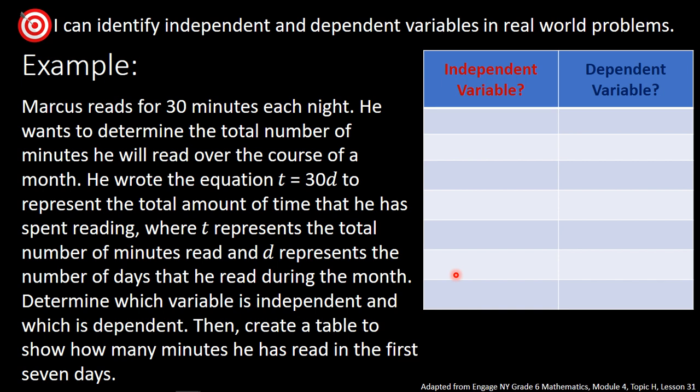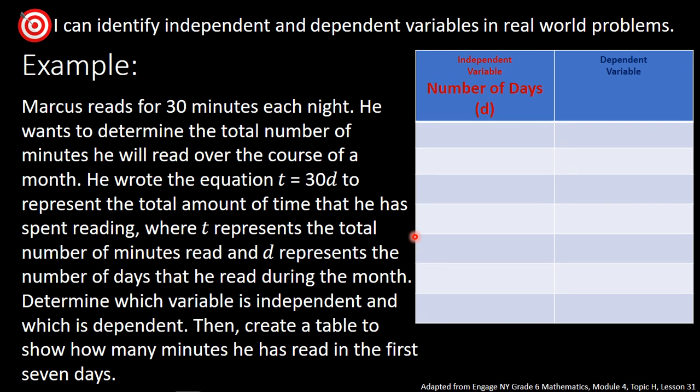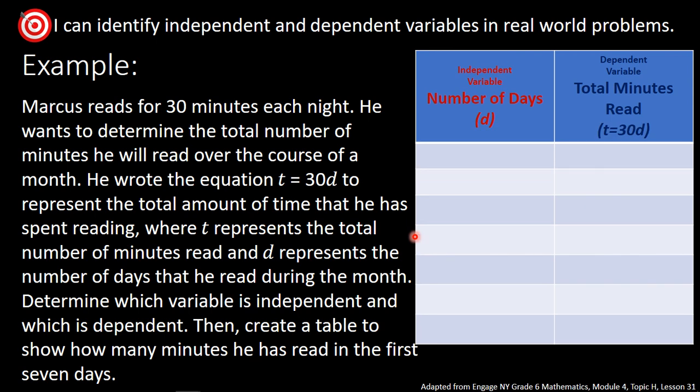Determine which variable is independent and which is dependent. Then create a table to show how many minutes he has read in the first 7 days. So first thing I need to do is determine the independent and dependent variable. If T represents the total number of minutes read, and D represents the number of days that he read during the month, then the total is going to depend on the days. So I'm going to say that number of days is our independent variable, represented by D, and the total minutes read is our dependent variable. And we can figure that out by multiplying 30 times D to give us T.